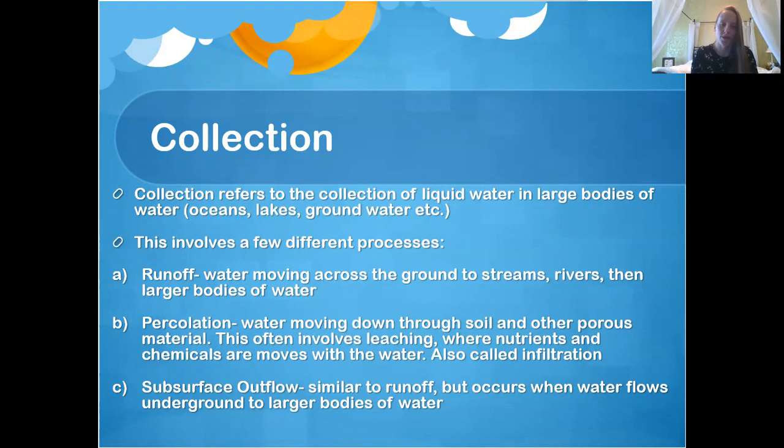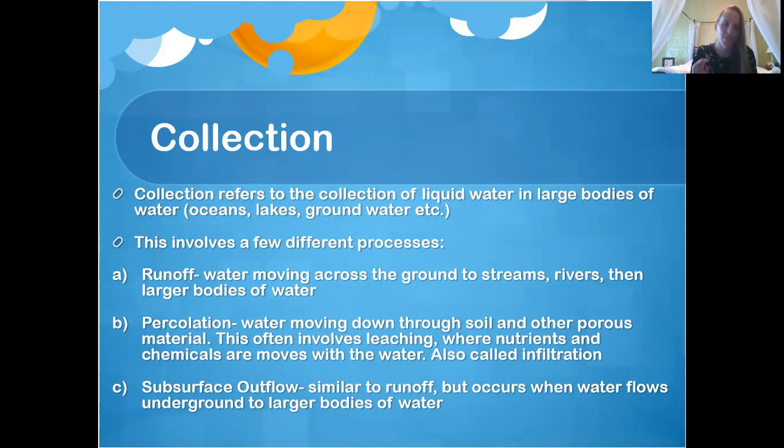Percolation is when water that's on the surface of Earth sinks down through the soil or other porous material. This process often involves leaching, which we also talked about in the phosphorus cycle, where different nutrients that are in the soil get brought down until they reach like a groundwater supply, so a supply of water that's underground. Percolation is also called infiltration.